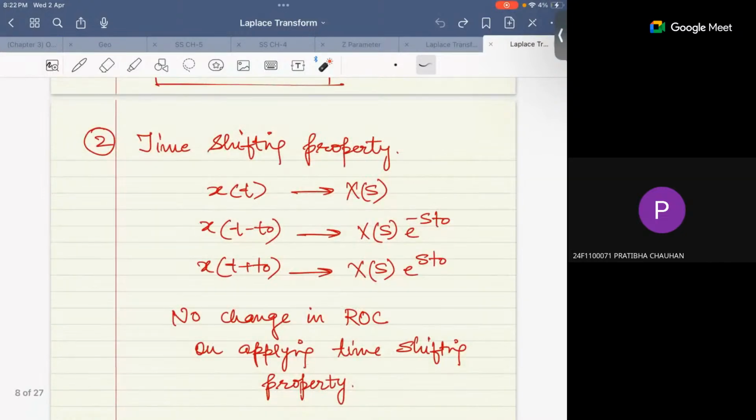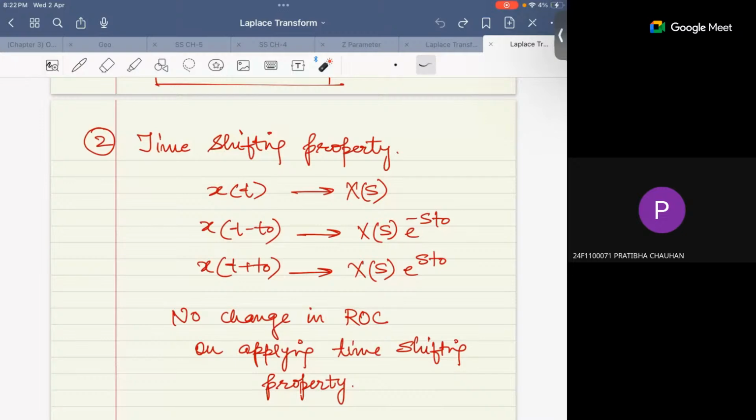Now the second property is the time shifting property. Same thing that we were doing in Fourier transform. Here, if you have x(t) with the Laplace transform of capital X, then if you are delaying or advancing the function, what will happen if your signal becomes x of t minus t naught? If you are shifting right hand side, you just multiply with e to the power minus s t naught. Similarly, if you have the signal x of t plus t naught, your signal will become X(s) times e to the power s t naught. Okay, so the sign is same. Here it is minus and here also it is minus. Here it is plus, here also it is plus. It's very simple to remember.